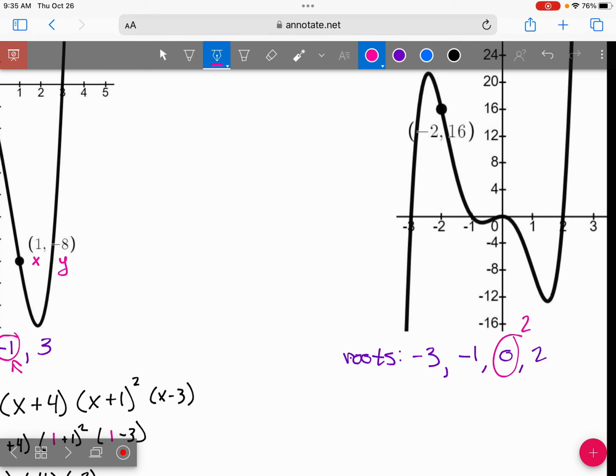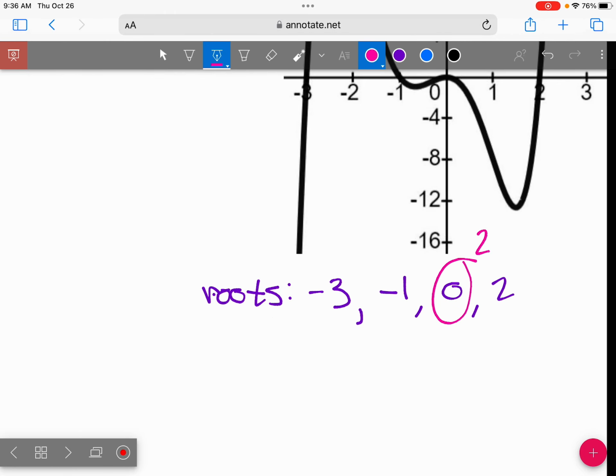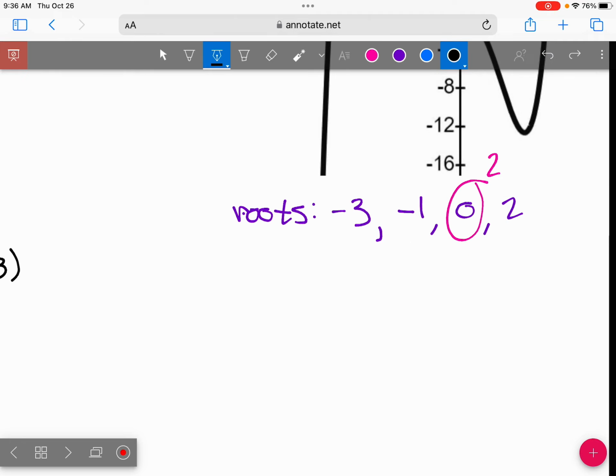That means the factor's being squared. It's a double root, so it's bouncing. That's all the multiplicity thing is. It's just a fancy way of saying that factor will be squared. That's what we talked about yesterday. So we're going to start trying to put all our factors together. I'll do an f of x this time. F of x.